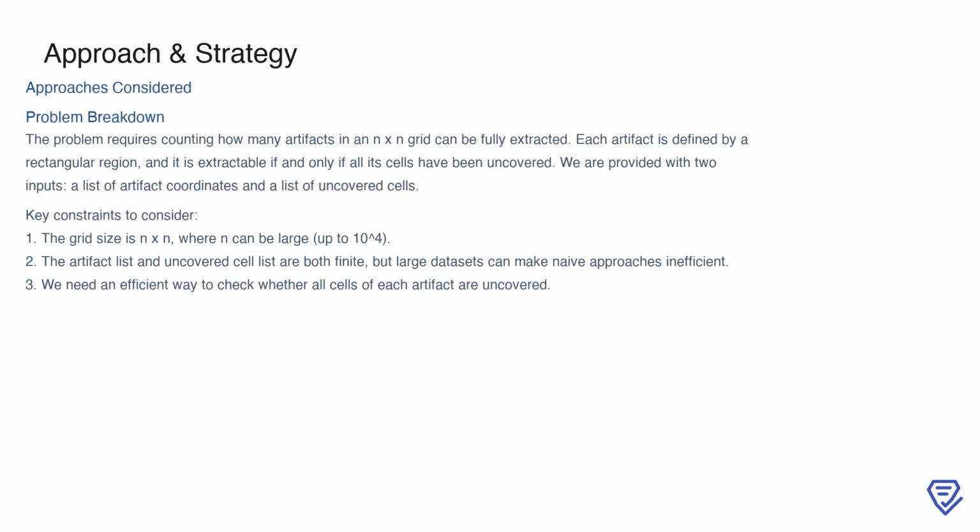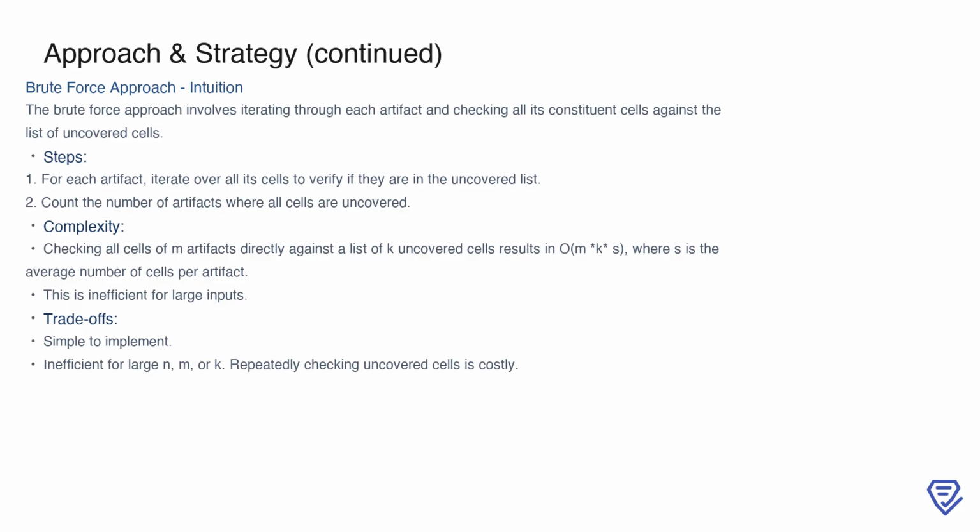The grid size can be very large, up to 10,000 by 10,000, which means processing the entire grid explicitly is not feasible. Additionally, both the artifact list and the uncovered cell list could be substantial in size, making naive approaches inefficient. Therefore, we need a strategy that efficiently checks whether all cells of an artifact are uncovered without becoming computationally expensive. One straightforward method is the brute force approach.